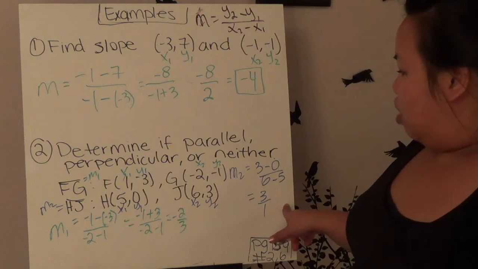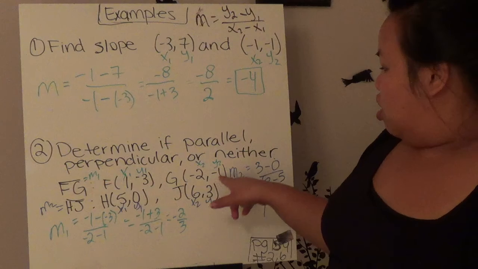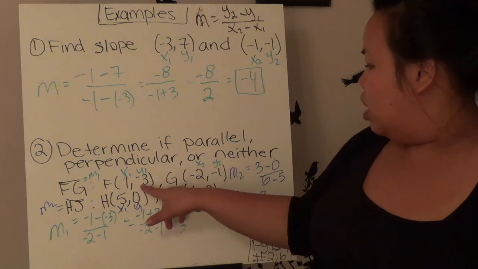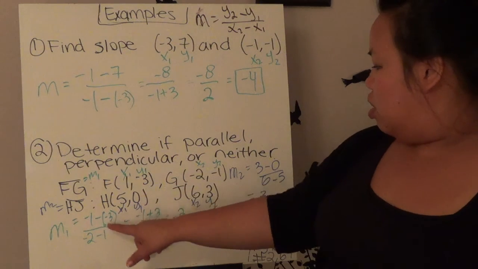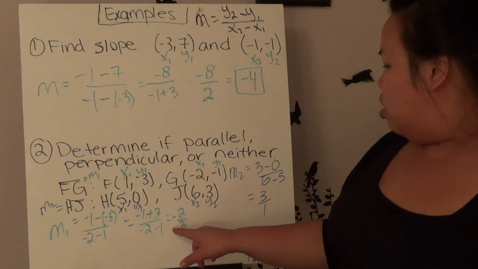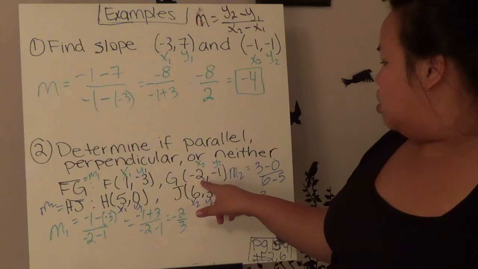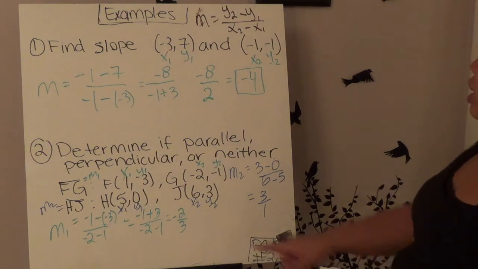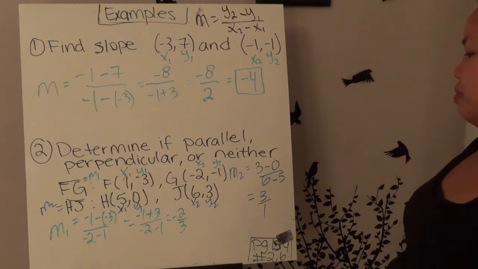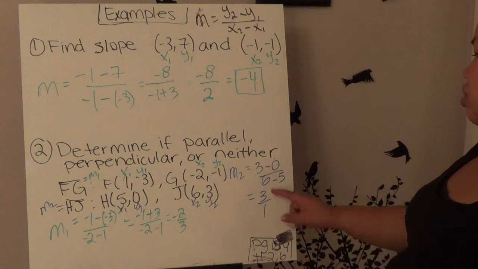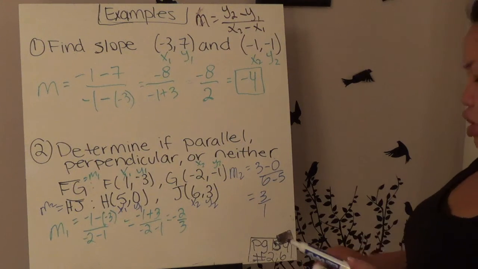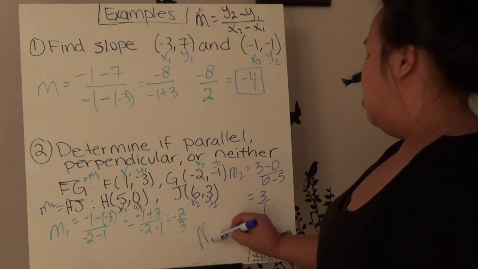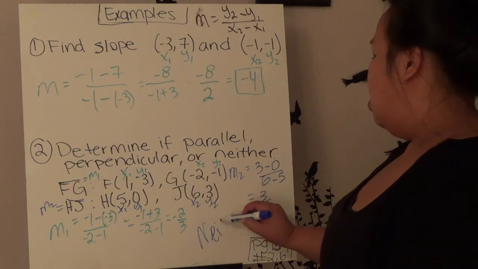Let's check the work here. -1 minus 3. Okay, and then -2 minus 1. Yes. So this is -2 over 3. And this is 3 over 1. So this would be neither.